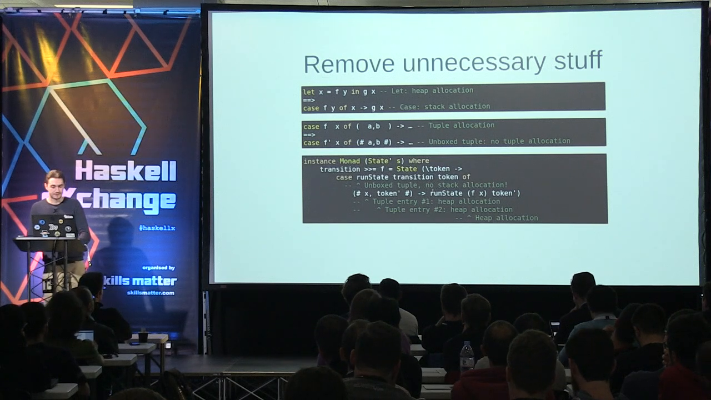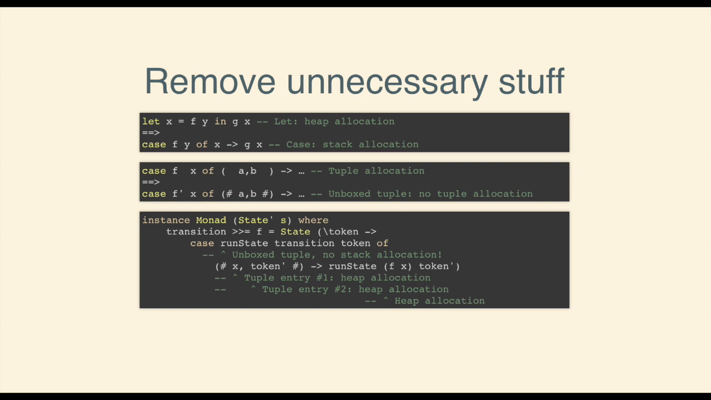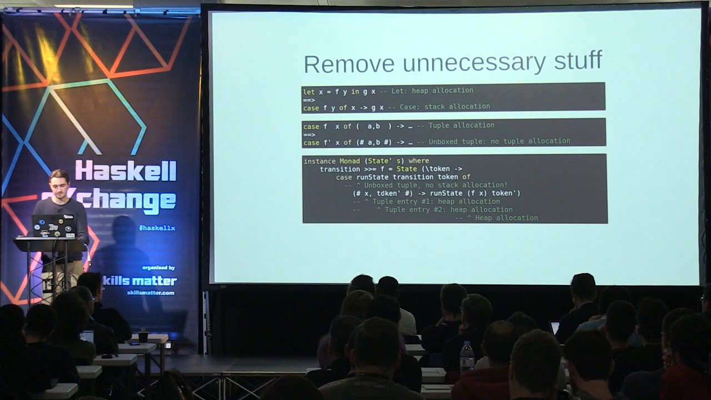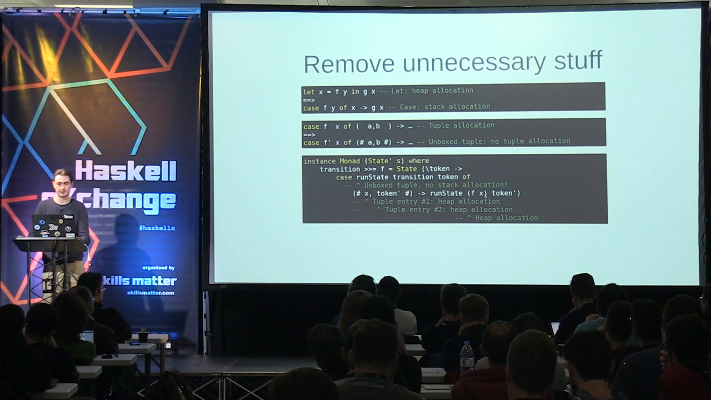And when we put that into our definition, we lose a lot of allocations. So this run state transition token before, which gave us the tuple, it never allocates. It just puts its two components somewhere, and case matches on it. And we get our new token, we get a result, and we can apply our function to it and just continue. But we still get a tuple allocation, or an entry allocation for our result, and another one for the new token. And of course, a heap allocation for what to do next.